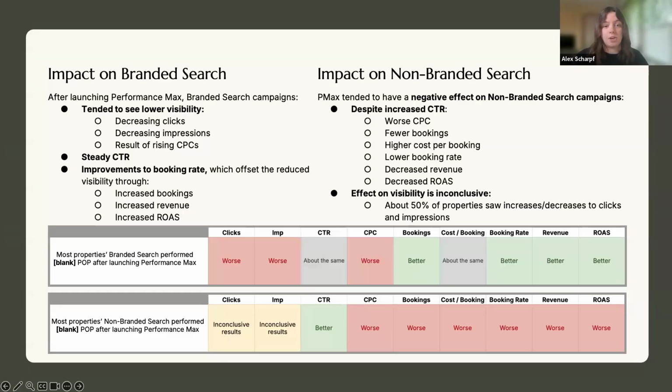So even though CTR did increase on market terms after launching PMax, we were seeing worse CPC, lower bookings, lower cost per booking and lower booking rate, and then decreased revenue and ROAS as well. But when it comes to visibility, so coming back to that high level awareness goal, about half of our properties saw increases to clicks and impressions, and then half saw decreases. So again, this is just dependent on your individual property and the different signals you have in your account and all of those different factors.